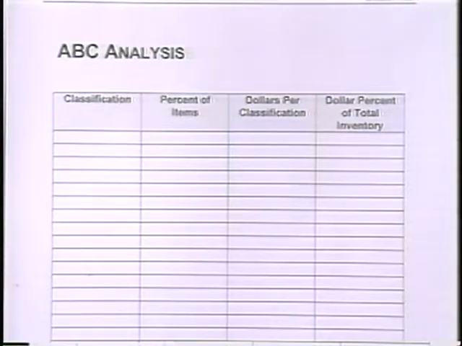The dollars per classification would come from page 15, and the dollar percentage of classification likewise would come from page 14. So all you have to do is to calculate the percentage of items for the number of A's, B's, and C's, then transfer the dollars per classification over from page 14, and likewise the percentage. And this is an annual report.